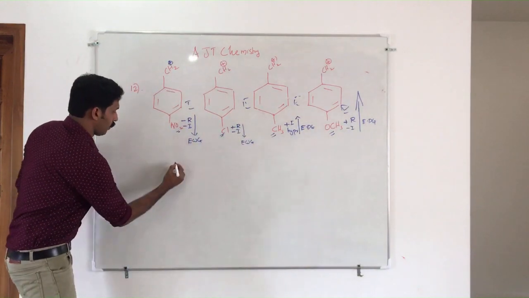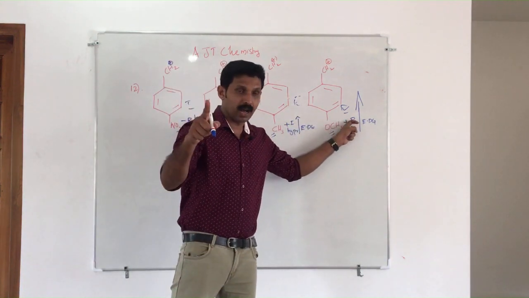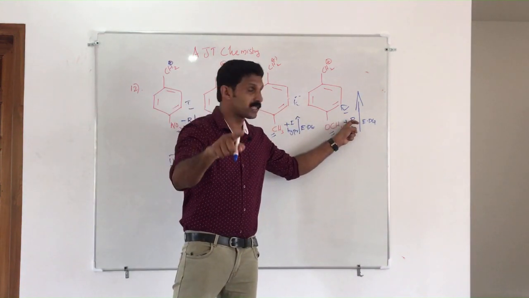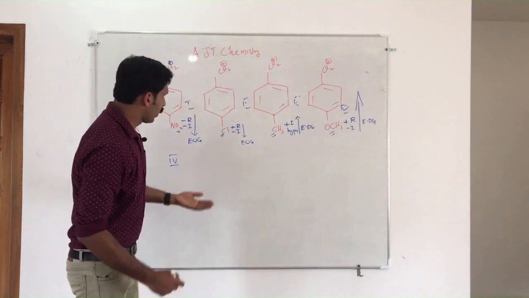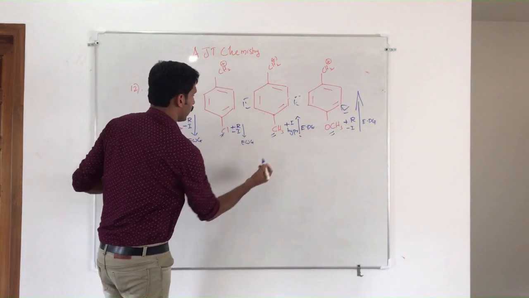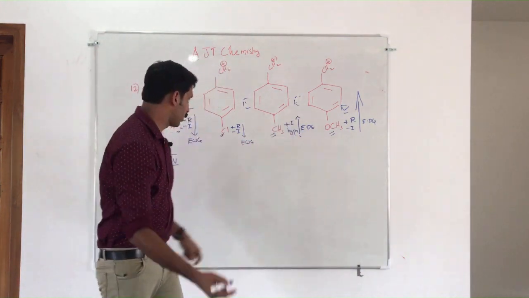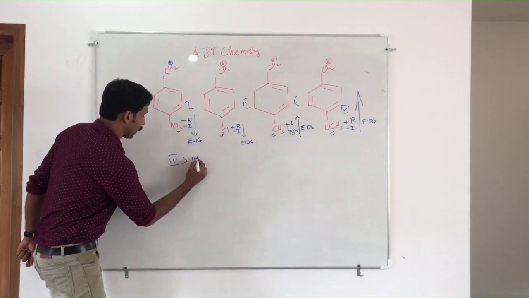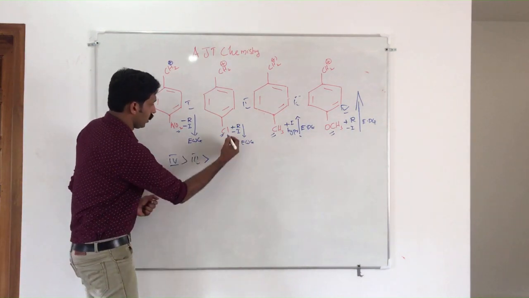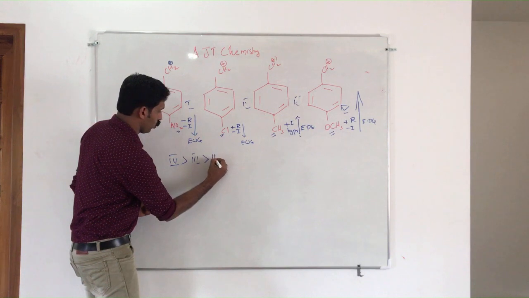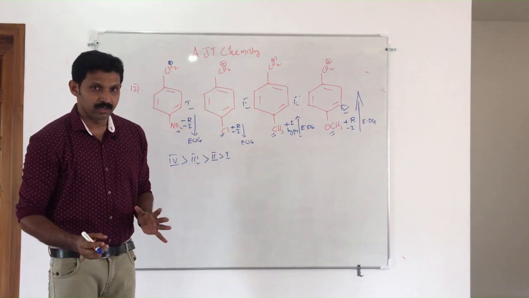The most stable will be 4, due to the very high plus R effect that decreases the positive charge on the CH2 plus. Next one is this one, that is CH3, because it again has a plus I effect. Therefore 4 higher than 3 higher than, next is this one, that is 2 higher than 1 is the answer, right? Okay.